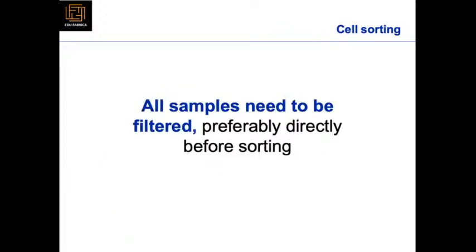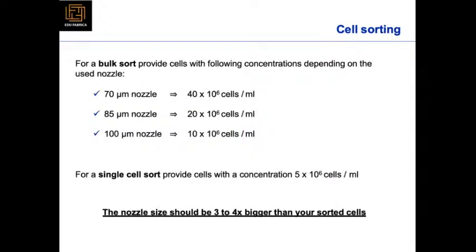And all samples need to be filtered, preferably directly before sorting. For bulk sort, provide cells with the following concentration depending on the nozzle used. If you're using a 70 micrometer nozzle, then your cells should be 4 to 10 raised to 6 cells per ml. So as per the nozzle, the cell concentration should be present. Otherwise, it will not be good, as the cells will not come nicely out of the nozzle.